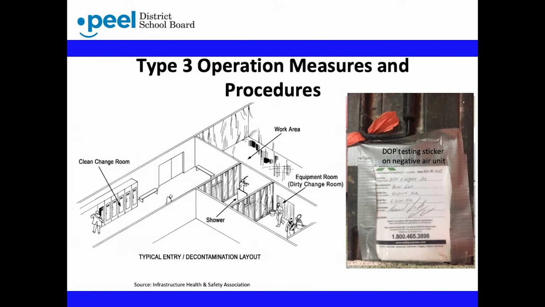Type 3 operations require a negative pressure of 0.02 inches of water inside the enclosure relative to the area outside the enclosure. This is accomplished by running negative air units equipped with HEPA filters inside the enclosure and venting them outside, and making sure that the enclosure is sealed from the surrounding area. This is measured using a manometer. The negative air unit should be DOP tested to ensure integrity of the HEPA filter.